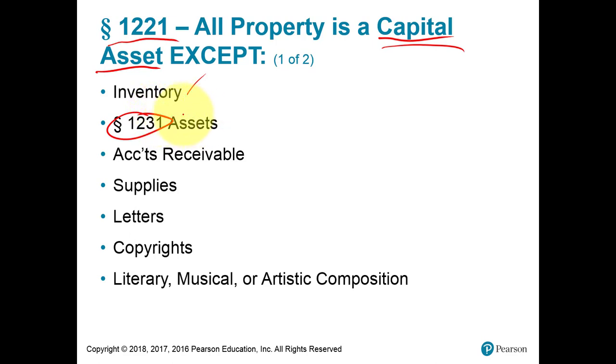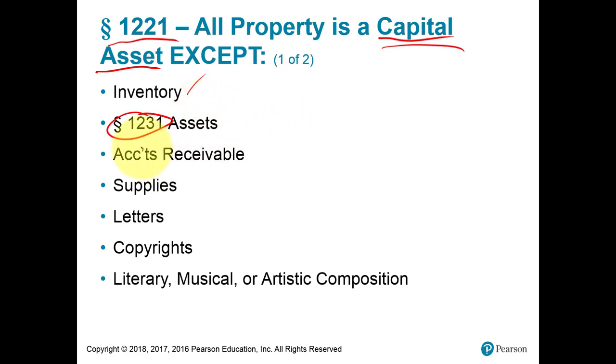And maybe part of the gain on the sale of a Section 1231 asset could be treated as a capital asset. Possibly it could be treated as ordinary income. Possibly it could be treated as something called unrecaptured Section 1250. We'll talk about that in this and some other chapters.